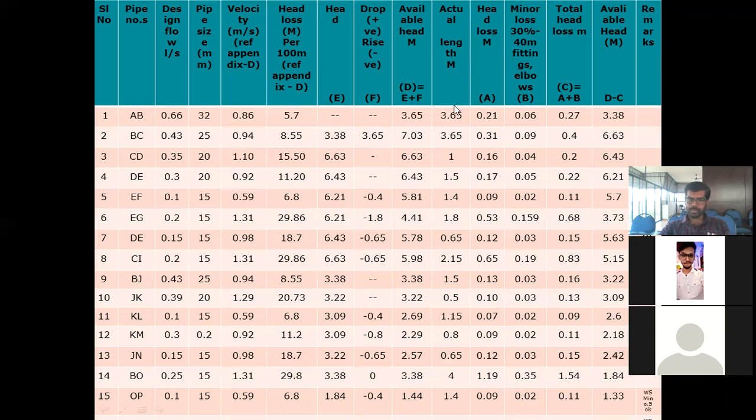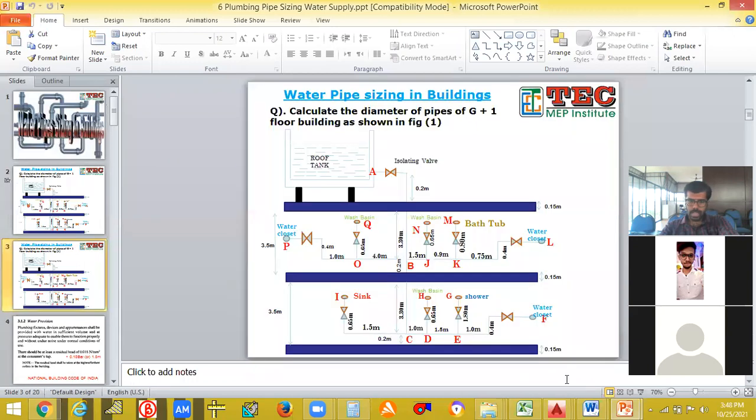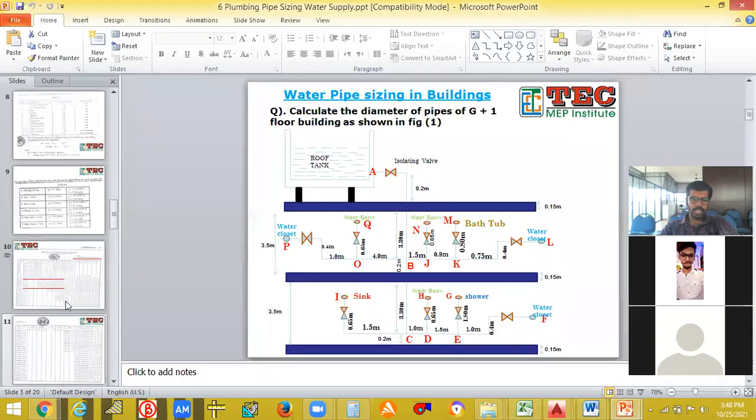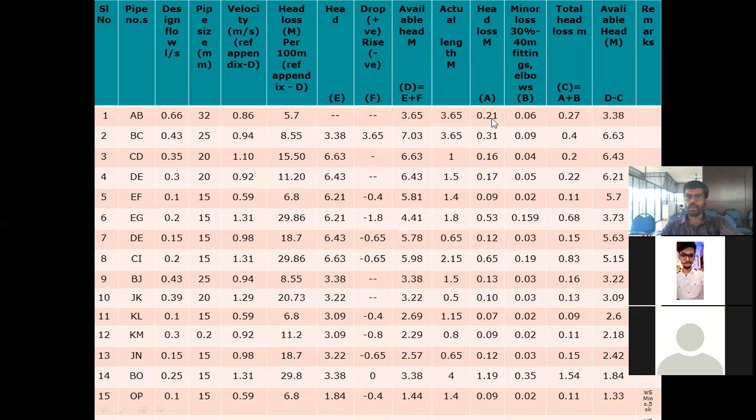Now actual length. Actual length also you can take as 3.65. Okay, you know the actual length. I'm just excluding this because there won't be much length. 0.2 plus 0.15 plus 3.3, that is the actual length. So 3.3 plus 0.15 plus 0.2 is 3.65 itself. So actual length is 3.65. Now head loss.